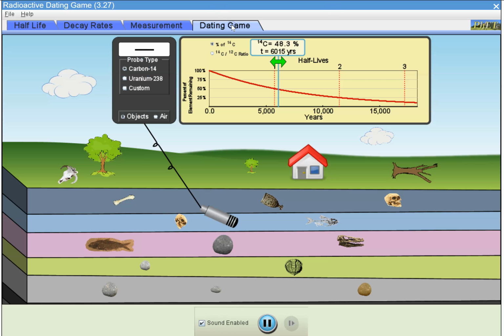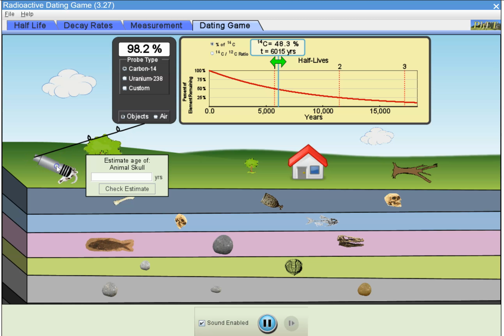For part 3, we're looking at this dating game tab. And so we're going to choose 3 objects near the top of the surface or on the surface to figure out the ages of. So I've got carbon 14 checked here. I've got my probe. The first item that I'm going to look at is this skull. And so I see that the skull is 98.2% carbon 14. And so I'm going to scroll this around until I get to about there, 98.2. Okay, and that tells me that my time is probably 130 years.